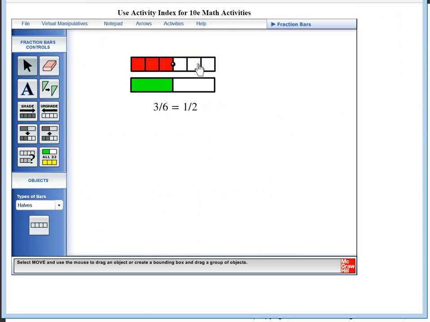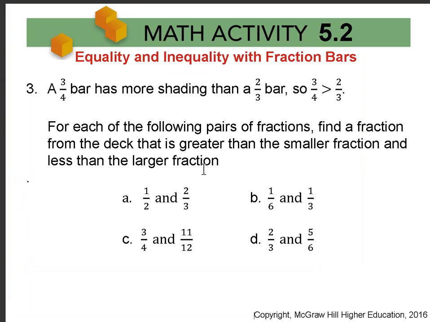For example, this bar 3/6 is not in lowest terms. 3 and 6 have the common factor of 3. When I write that fraction in lowest terms, 1/2, I can also use my bars to see how that works out. Here I have one part shaded. You can see it doesn't simplify any further.